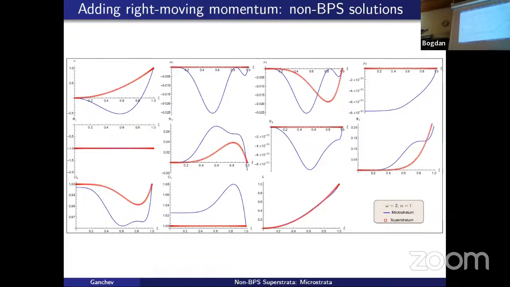Okay. Anyway, the blue curves are the microstratum, and the red curves are the corresponding superstratum where you turn off alpha. As you can see, some of the functions are similar. Some of them develop a few more wiggles, and for different values of alpha, you get qualitatively the same picture. And if you vary omega, I think you start getting more wiggles in the scalar field. Maybe you can't see. These are the mu fields. These are all the gauge fields, and these are the metric ones.